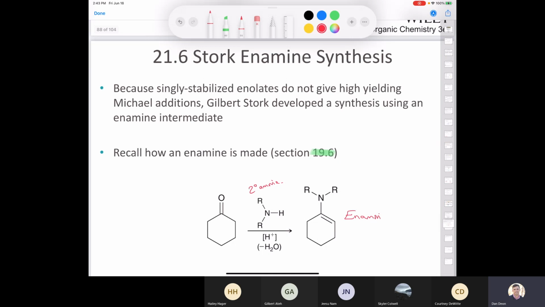Enamine. And the thing about an enamine is that it's also a Michael donor, okay? The reason is that if you draw this lone pair here, it's a good nucleophile, but it's not nearly as powerful a nucleophile as an enolate like that. An enolate is going to give you 1,2 and 1,4 addition. Once you form the enamine, it's only going to give you 1,4 addition.